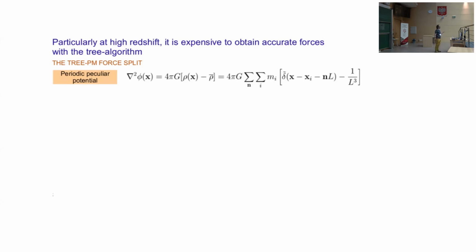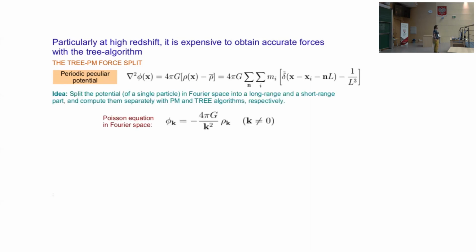So here is an example of how the Poisson equation looks when you have a periodic peculiar potential and you split the forces. L is the size of the box here, basically. What you do is split the gravitational potential into long range and small scale force contributions. The long range force will be computed from the particle mesh and the small scale from the tree. So the Poisson equation in Fourier space reads like that. And then we see phi k, my Fourier component of the potential. For long range, I multiply this by the function, and for short range, 1 minus this.